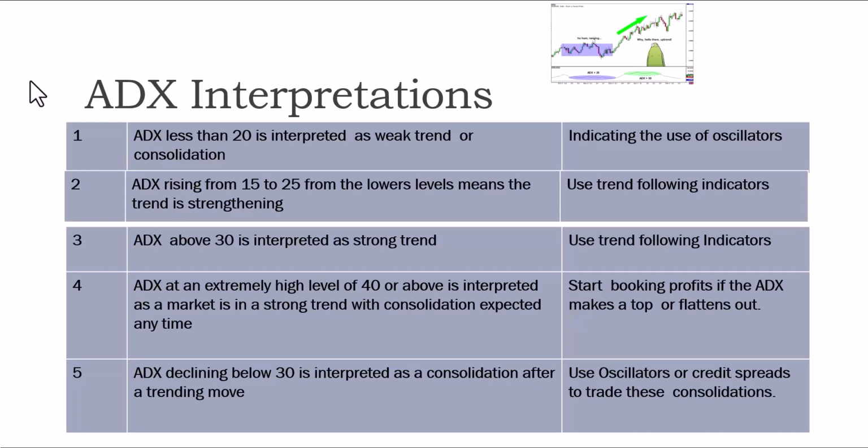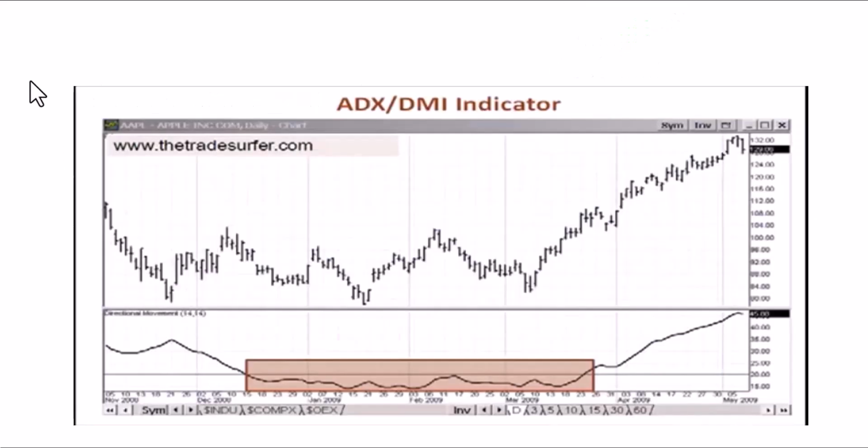So a low reading of the ADX tells you the market is consolidating. When it moves up from, say, 15 to 30 or 40, the trend is peaking out. The trend has peaked out, and then the consolidation begins again.